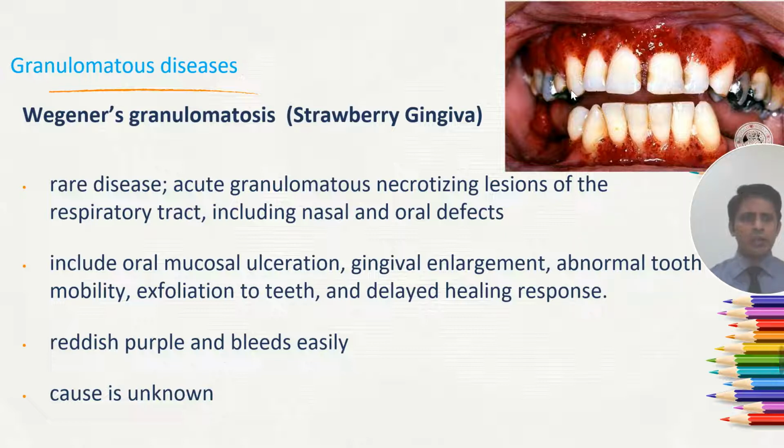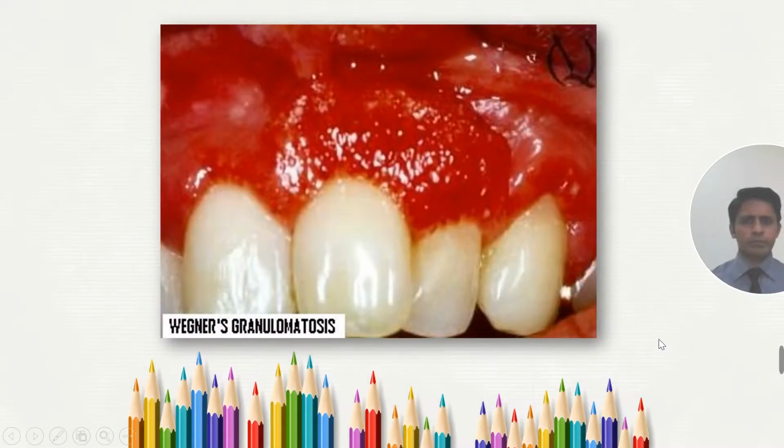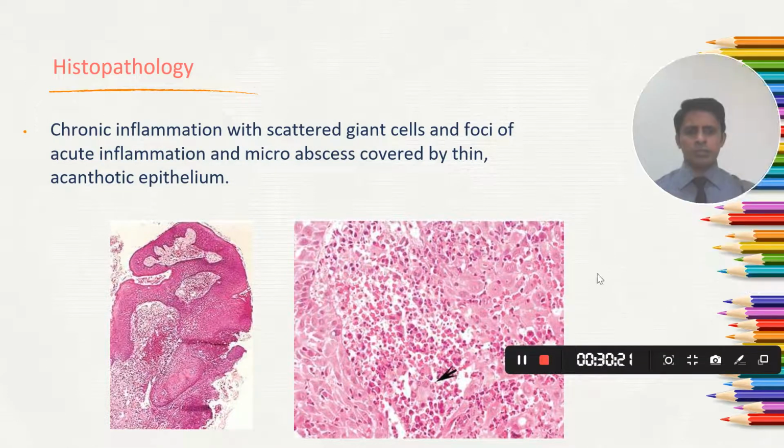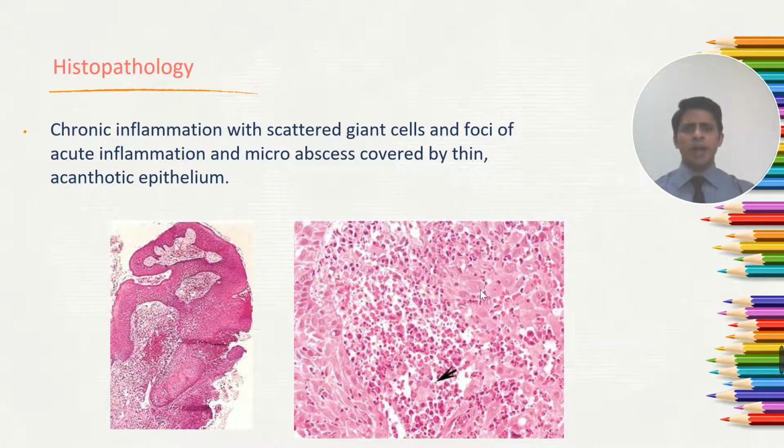The cause is unknown, and the gingiva appears like a strawberry, the external surface of the strawberry with a speckled appearance. Here you can see the speckled appearance. It may be generalized or localized. The histopathology shows chronic inflammation with scattered giant cells and foci of acute inflammation and microabscesses covered by thin acanthotic epithelium.